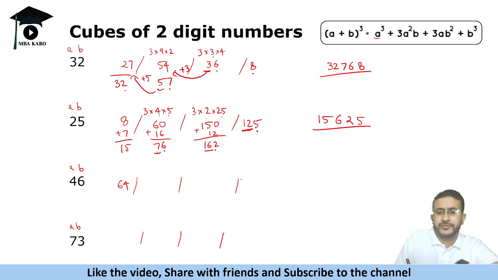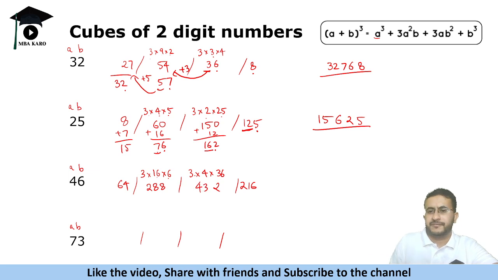This is 64, 216, 3 into 16 into 6, 3 into 4 into 36. Right, so a little calculation will be needed. This is 16, 96, 96 into 3, you will get 288. 12 into 36, 12 into 6 is 72, 7 carries 43. Now, you won't be tested to find the cubes of two-digit numbers in most cases, but yes, just knowing this technique will help you find these numbers.